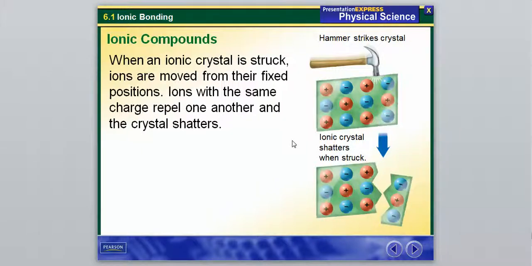So there is an actual atomic reason. We smash it, the force from us hitting it will cause these to actually shift down and move from their position, and then now we're going to have negatives next to negatives, positives next to positives, and they don't like that, so they're going to repel from one another, and that is actually going to cause the crystal to shatter, which I think is pretty interesting.